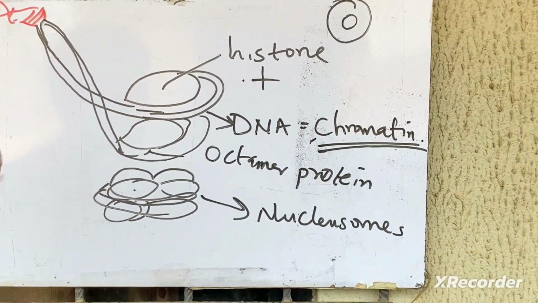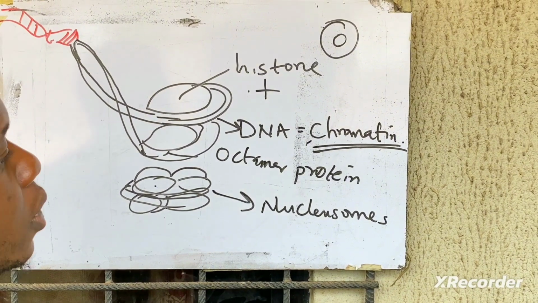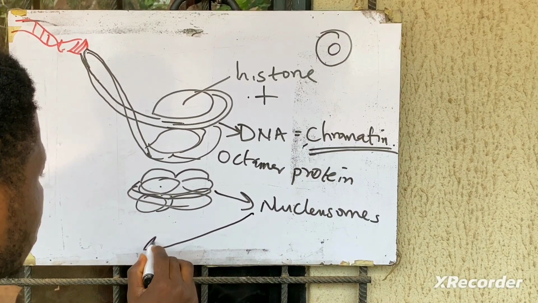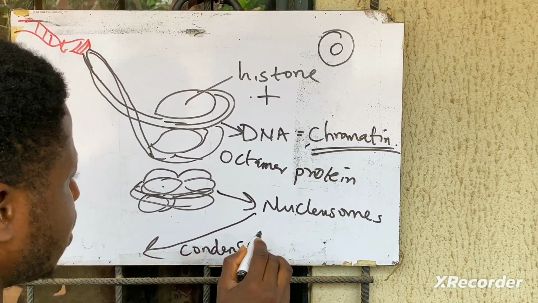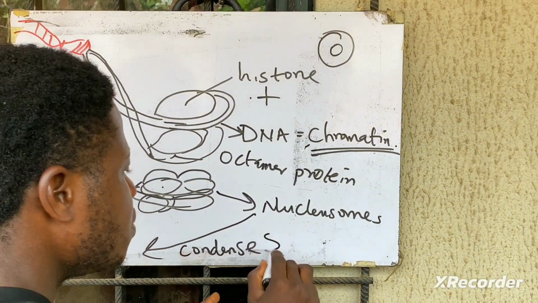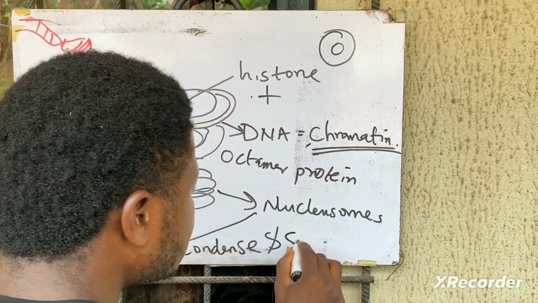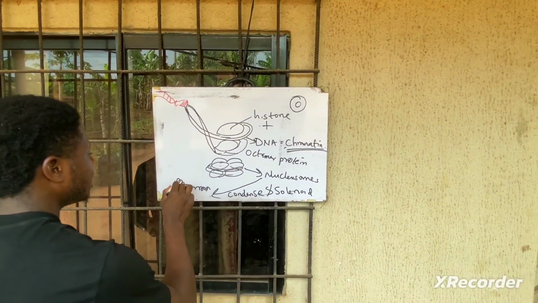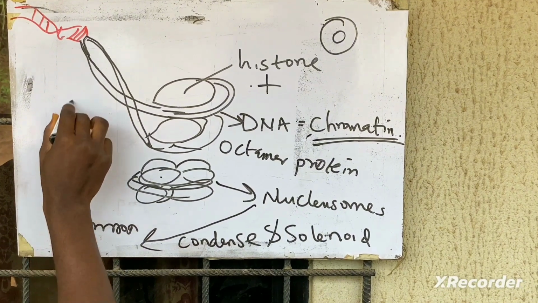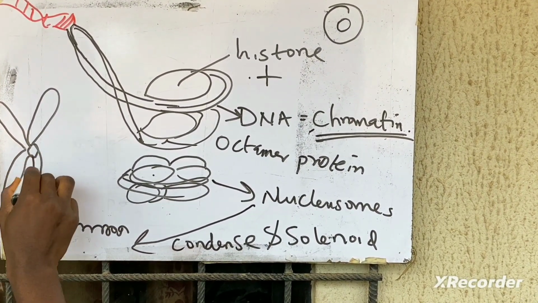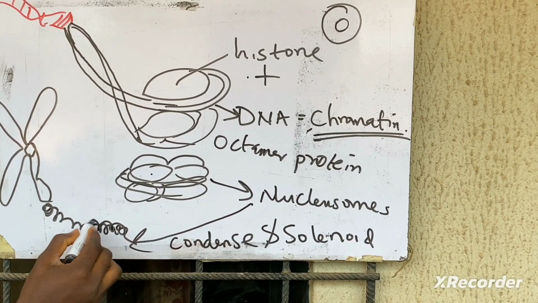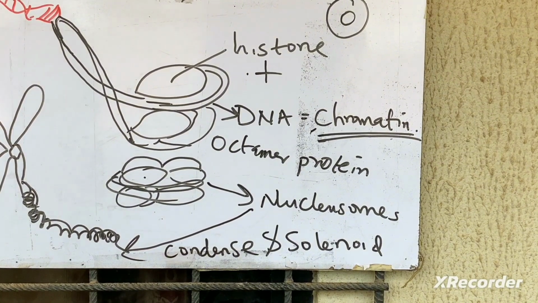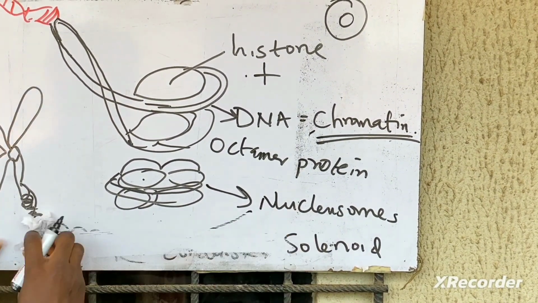So we move over to the next structure, which is the last structure we are about to study. These nucleosomes condense, move, and intertwine in a solenoid movement, a movement like this. They intertwine together to give us our chromosome. So this is the structure we started from at the beginning. The chromosome has the basic unit of heredity, which is the gene.